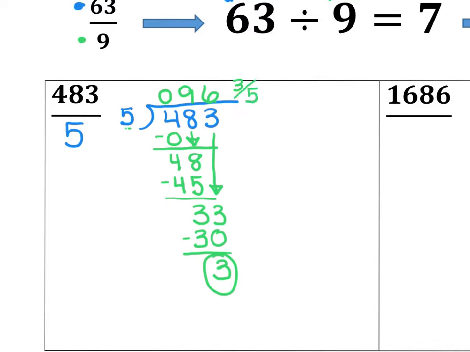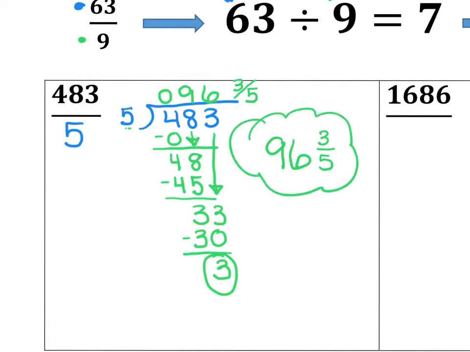So we know that the bottom number of the fraction, the 5, is going to stay on the bottom of the fraction. My remainder number is what's left of my dividend. So my answer is 96 and 3/5. That is what 483 divided by 5 is. Or it's a way of taking 483/5 and writing it as a mixed number.